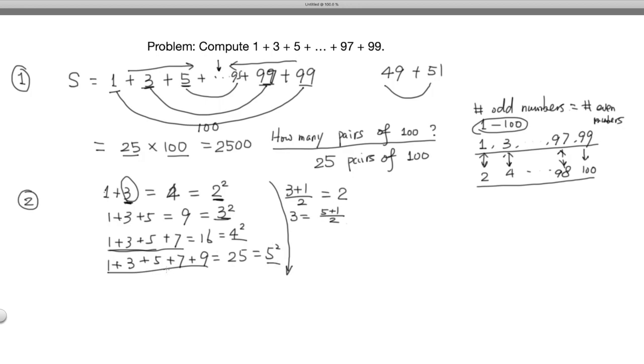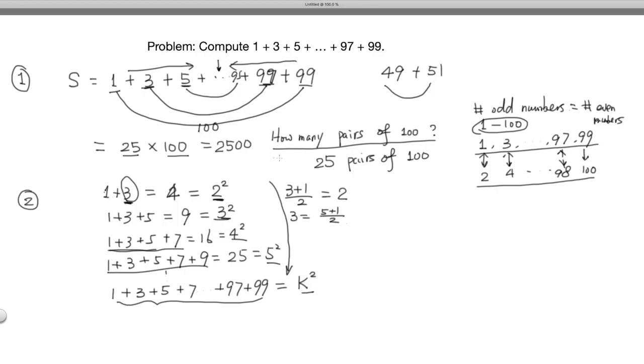So you can conjecture, you can guess that if you do this, 1 plus 3 plus 5 plus 7 all the way to 97 plus 99 is going to be equal to, with the total number of terms here called k, k squared.